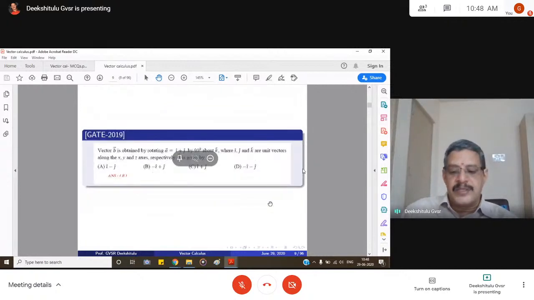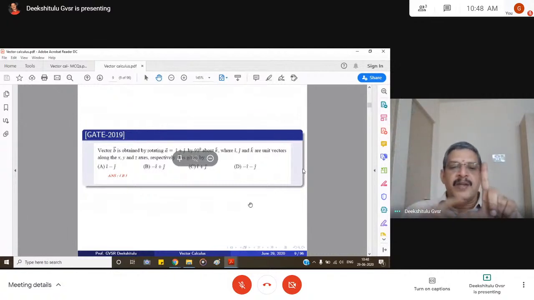And then this is the question given in GATE 19. Vector b is obtained by rotating a vector a is equal to i plus j by 90 degrees about k, where i, j, k are unit vectors along x, y and z axis respectively. And then what is b bar? This is absolutely common, the understanding of the problem. You must have a clear understanding about i, j, k and rotation.